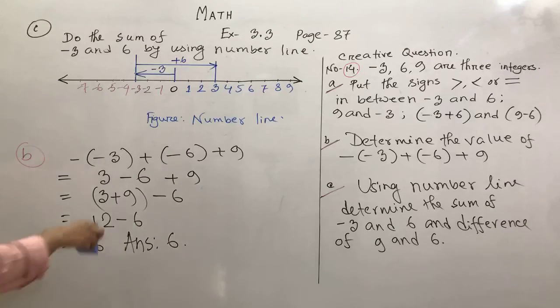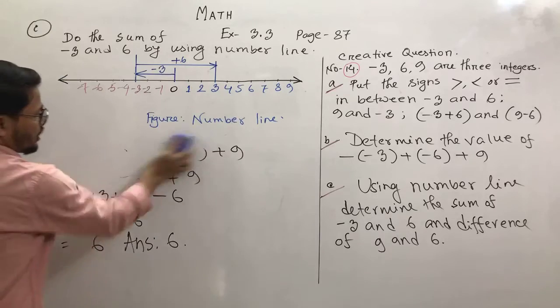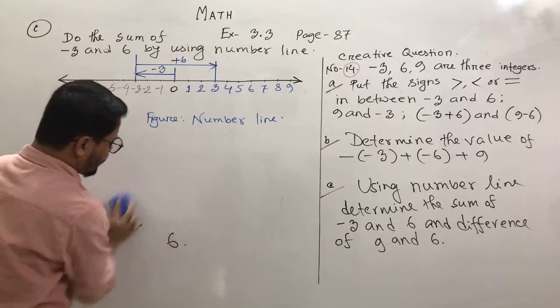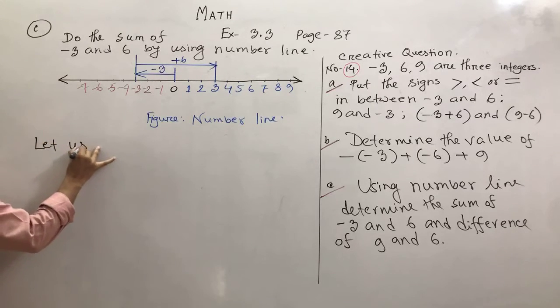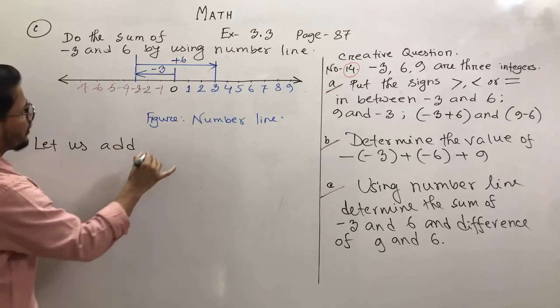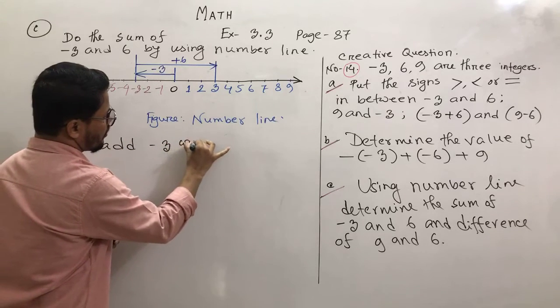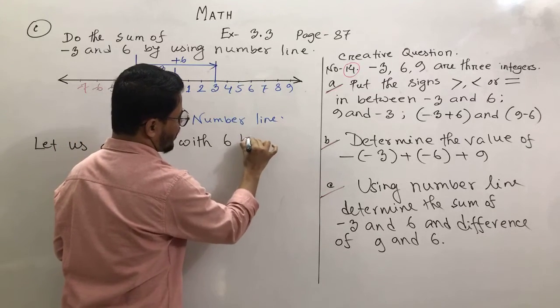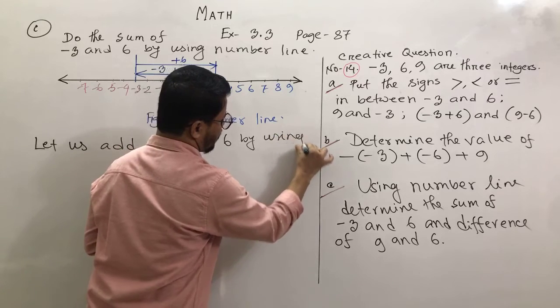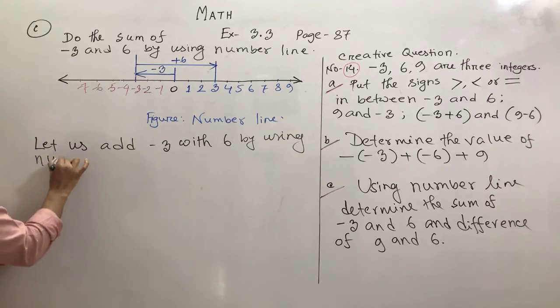Now we have to write the number line step. So dear students, let us add -3 with 6 by using number line.